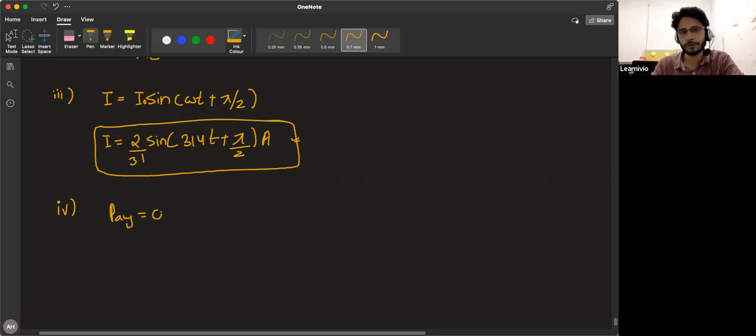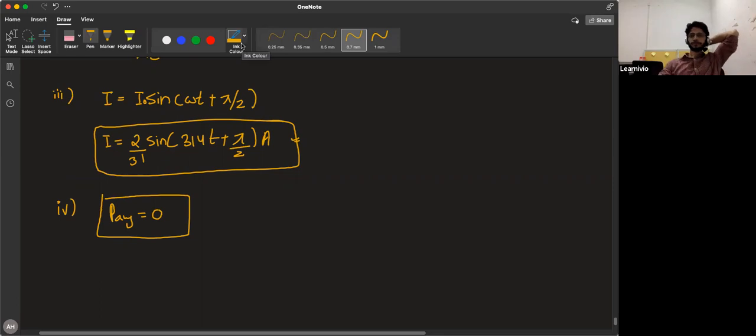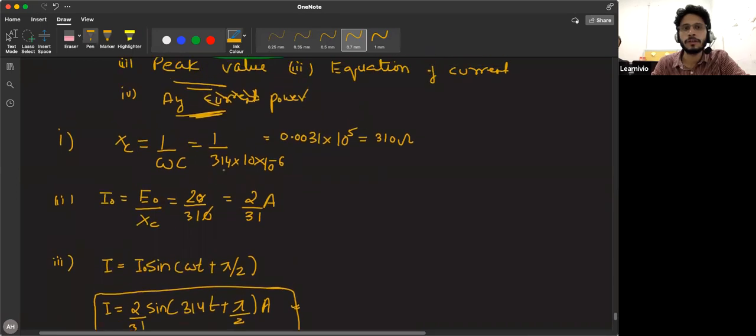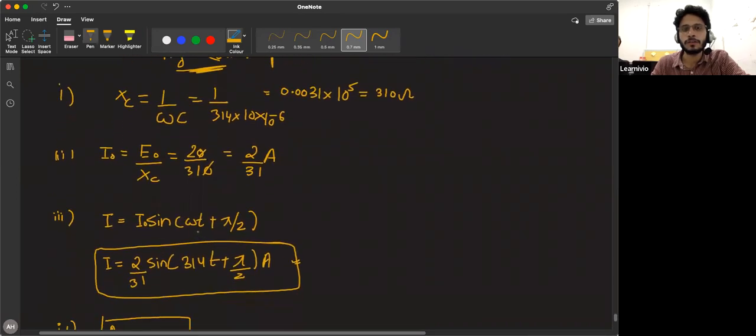It's 0, right? Average power in the circuit having capacitor only is 0. This is the expression of average power. Is it clear? Okay. So in the third answer, how do you get A? What is A? A at the last. Yes, ampere. That's ampere, SI unit ampere. Is it clear? That's a formula-based thing.